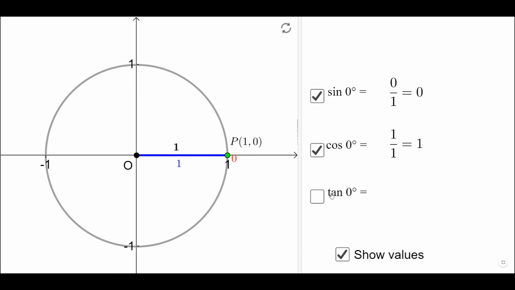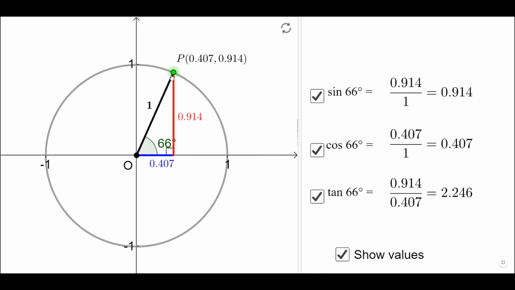We're going to do tan now, where we do the opposite divided by the adjacent, which is 0 divided by 1, which gives us 0. So we have sine of 0 is 0, cos of 0 is 1, tan of 0 is 0. So now that we've done that, we need to try and make a 90-degree angle. So I'm just going to make this a 90-degree angle.